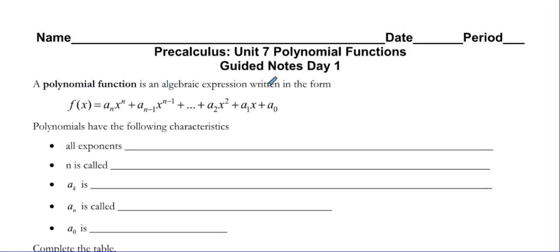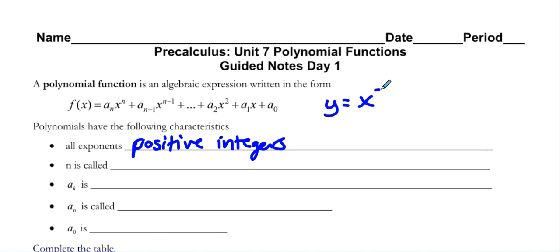Here we have a polynomial function in standard form, and if it's a polynomial function, all of the exponents have to be positive integers. So that means if you have a function like y equals x to the negative 2 plus x to the 1/2, this is not a polynomial function because this exponent is negative and this exponent is not an integer. So this is not polynomial.